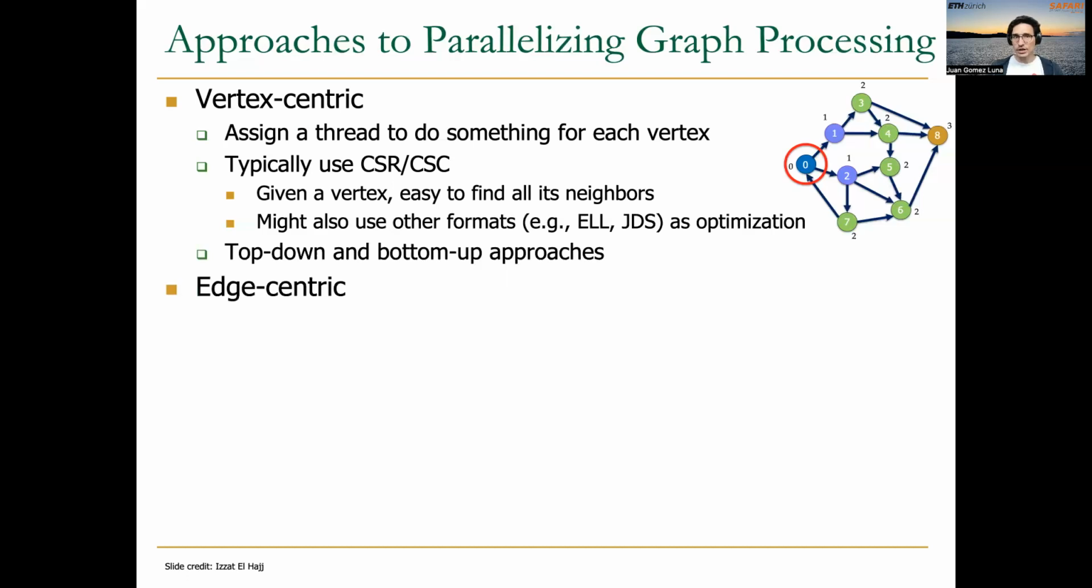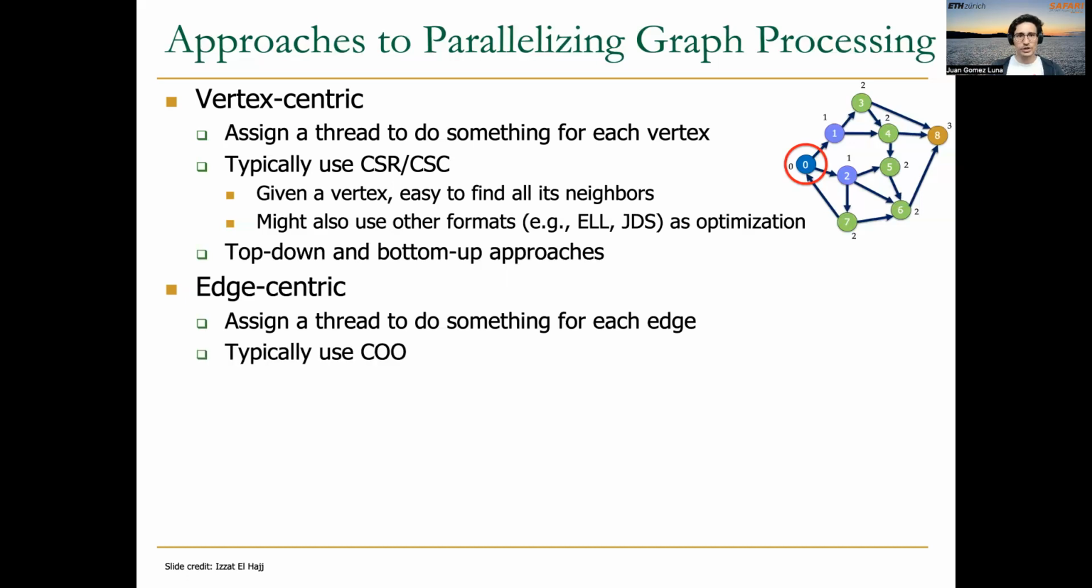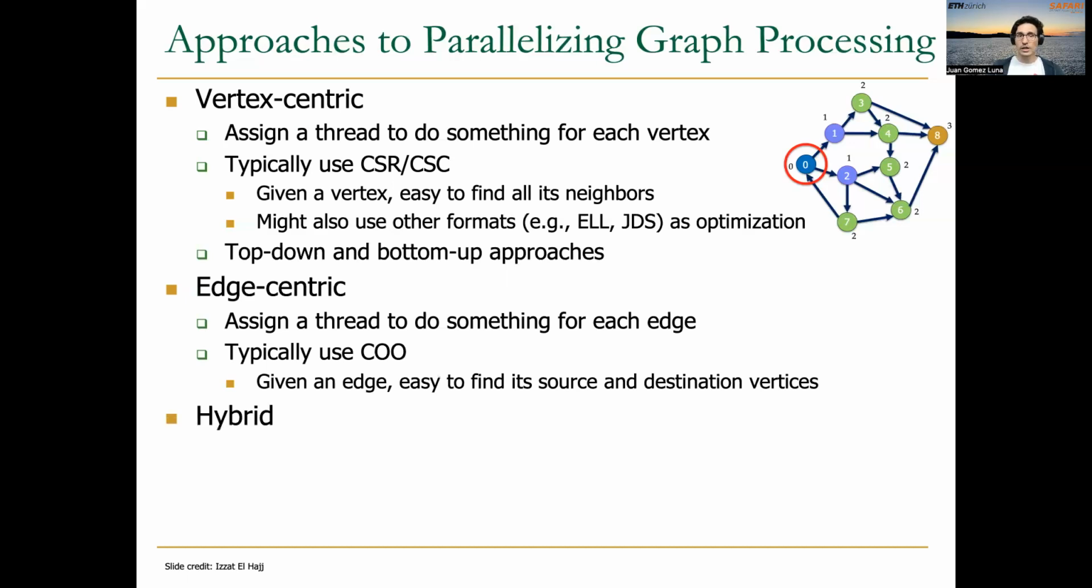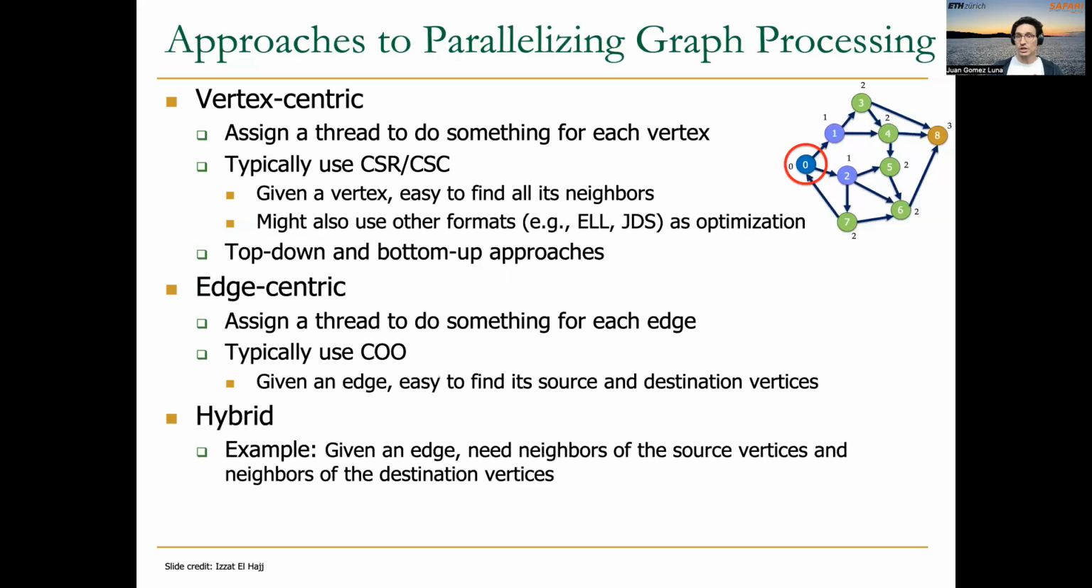The other approach to parallelizing graph processing is edge-centric. In the edge-centric approach, we assign one thread per edge, and we do some calculations for that edge, like finding what the source and destination vertices are, for example. The edge-centric approaches typically use the COO compression format because given an edge, it's easy to find the source and the destination vertex. And then there are also hybrid approaches. For example, given an edge, we need to find both neighbors, so for each edge, both the neighbors of the source vertex and the neighbors of the destination vertex. In this case, it will be good to use both COO and CSR or CSC.